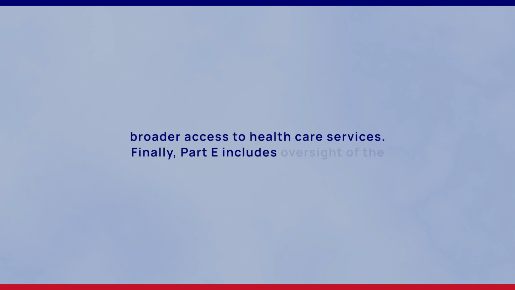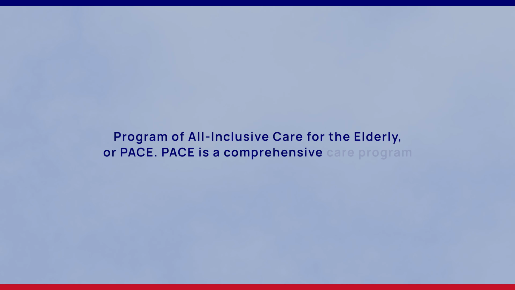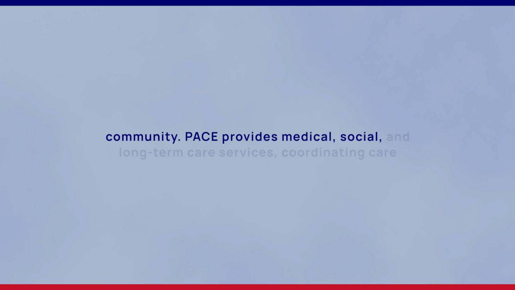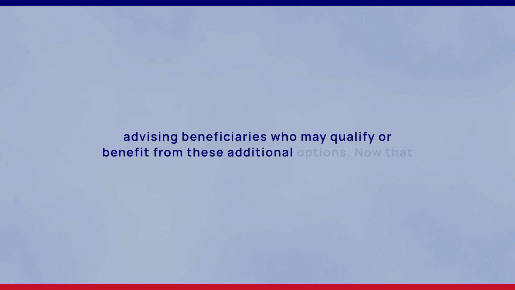Finally, Part E includes oversight of the Program of All-Inclusive Care for the Elderly, or PACE. PACE is a comprehensive care program for adults age 55 and older who require nursing home-level care but wish to remain in the community. PACE provides medical, social, and long-term care services, coordinating care through a single organization to meet the beneficiary's needs. While these programs are not as widely utilized as Medicare's main parts, understanding them is important for advising beneficiaries who may qualify or benefit from these additional options.